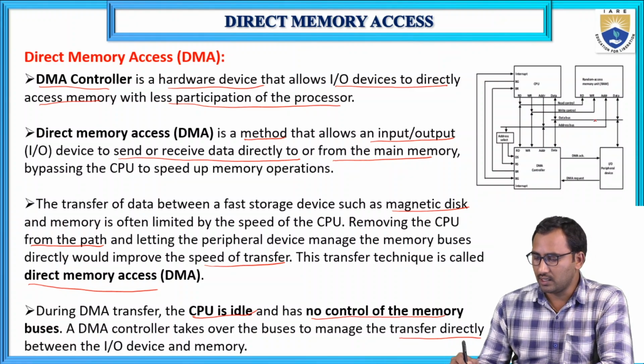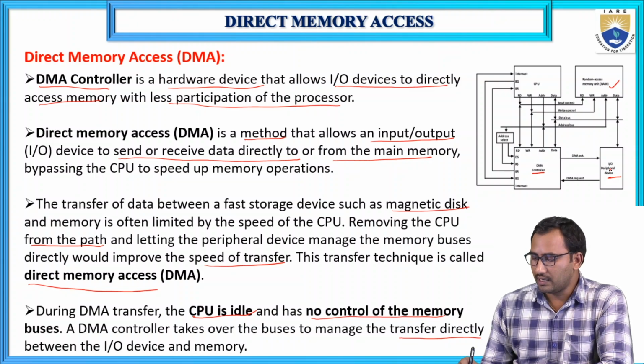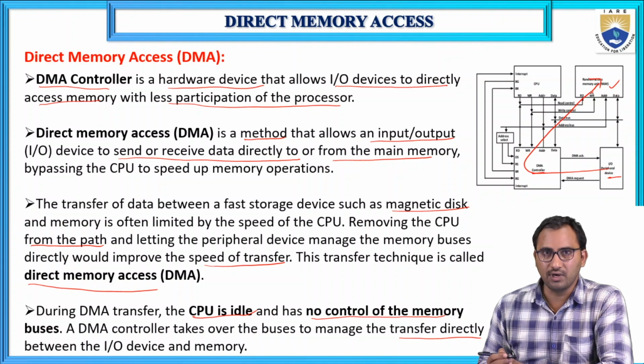Here you can see the diagram of how all the devices are connected. These are the I/O devices, this is the DMA, and this is the RAM, the main memory. Here we are transferring data from the I/O device to the memory through the DMA controller. In this data transfer the CPU is not involved. That is why we can transfer a large amount of data from the I/O device to the main memory.